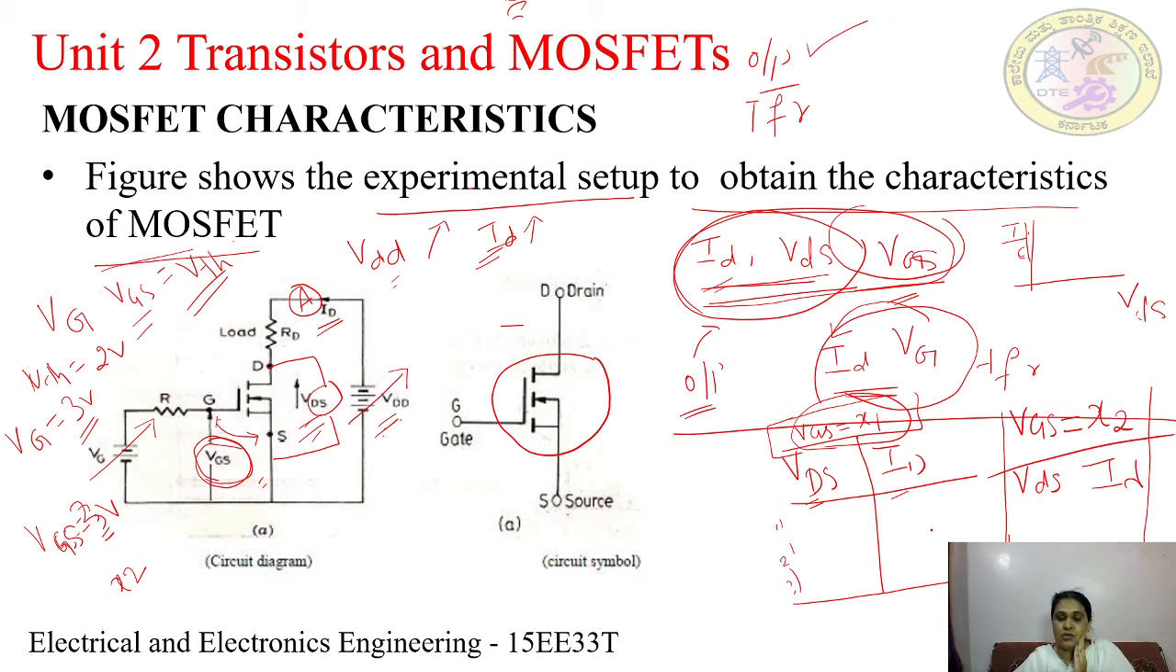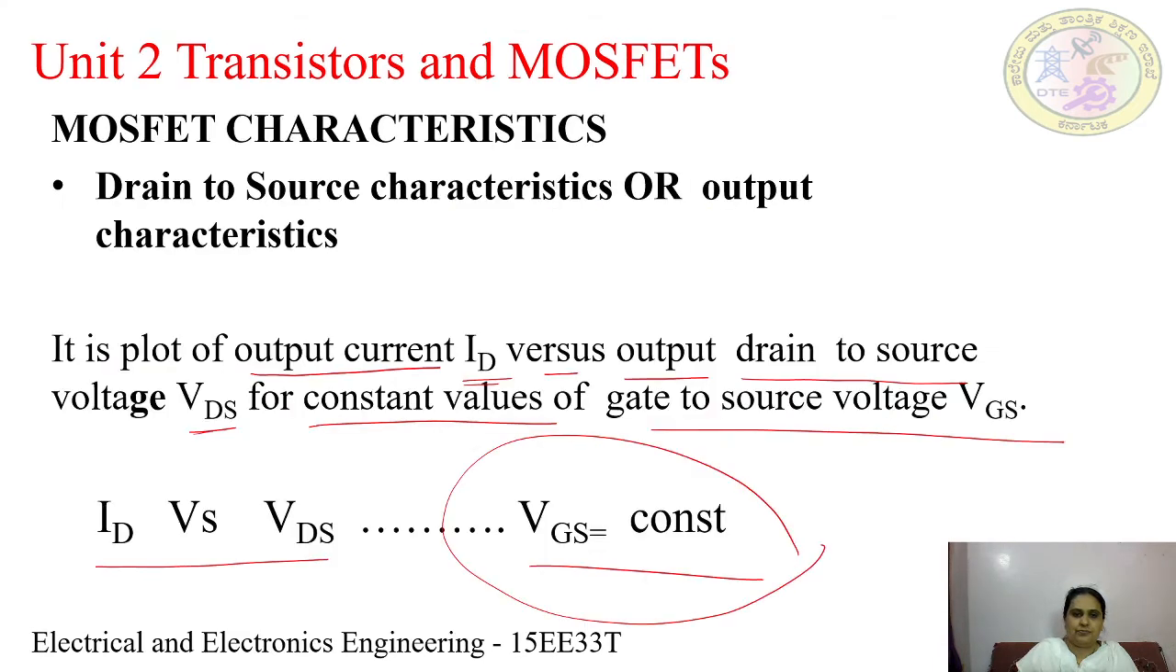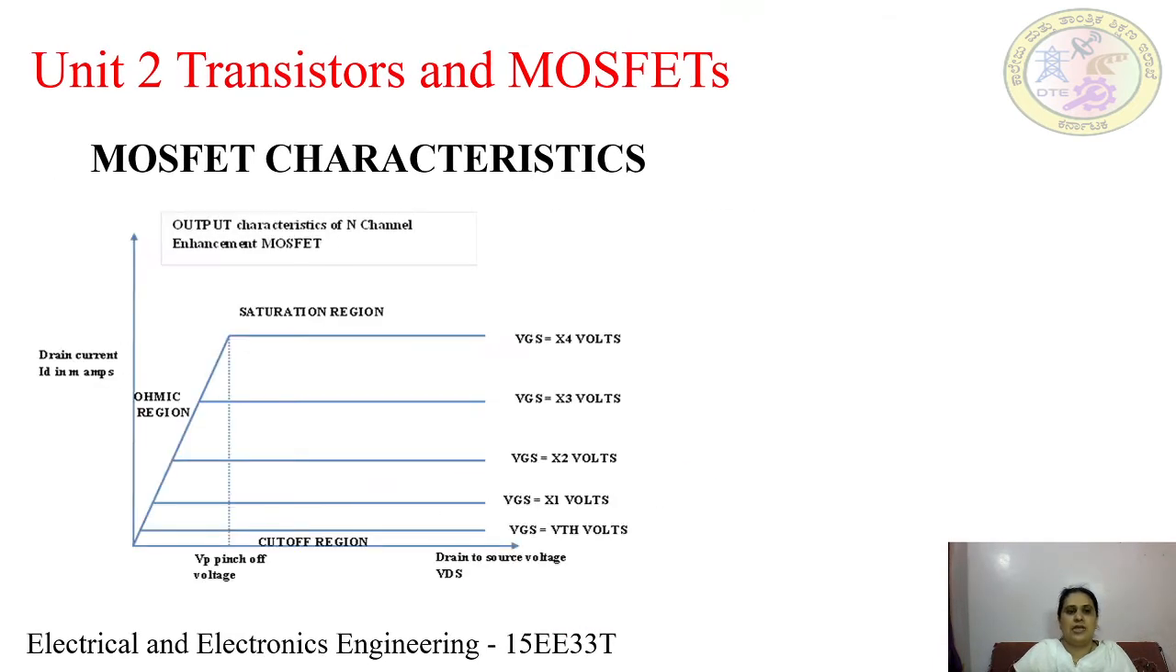This is the meaning of the output characteristics. It is a plot of output current ID versus output voltage VDS for fixed or constant values of VGS. This is the meaning of the output statement what we have discussed. So let us come back to the output characteristics.